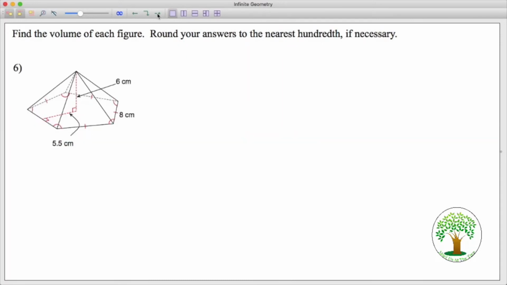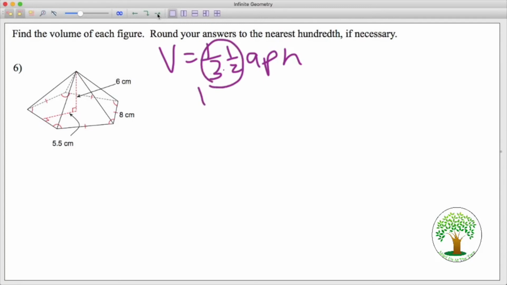Number 6, same instructions as before. The volume is 1/3 the area of the base times the height. That base now becomes what, though? It's not 1/2 base times height. Is it 1/2 apothem times perimeter, right? Yes. So 1/3 and 1/2 become 1/6. The apothem is 5.5.